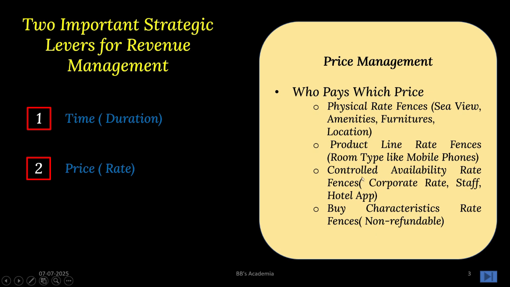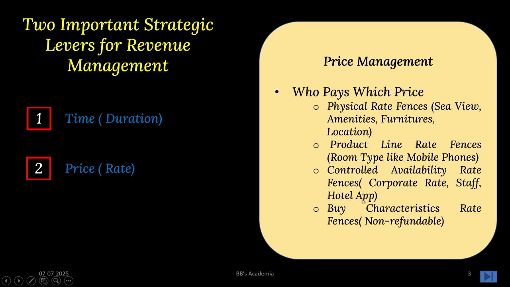Okay. Now next is the controlled availability rate fences. As I mentioned already, corporate rates for the staff: many hotels are also providing, if you are working under a particular brand, they can give you the facility as staff that you can go to this country or this state and avail the hotel facilities at a discounted rate. That is controlled availability. That rate is not available for the common guest, but only for the staff. This corporate rate is only available for the corporates.